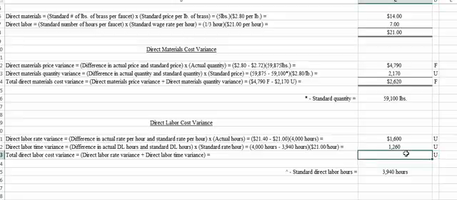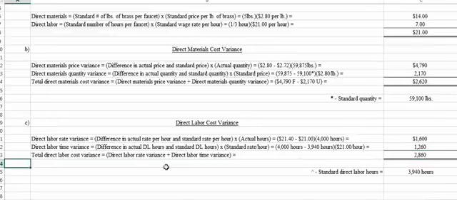Now we'll just add the two together. We get $2,860, our unfavorable variance. That's our total direct labor cost variance. It was unfavorable here. Remember, if the two are the same, we'd add them together. If not, we would subtract.